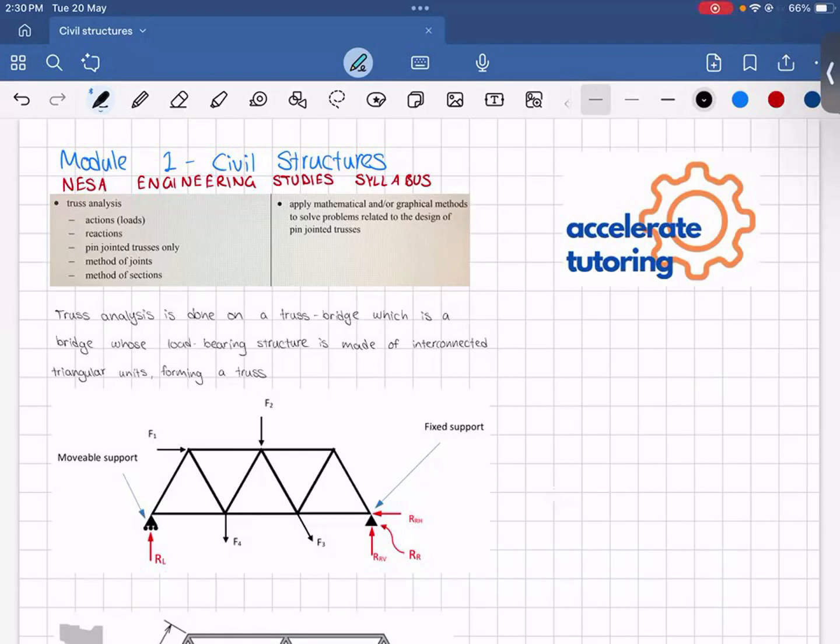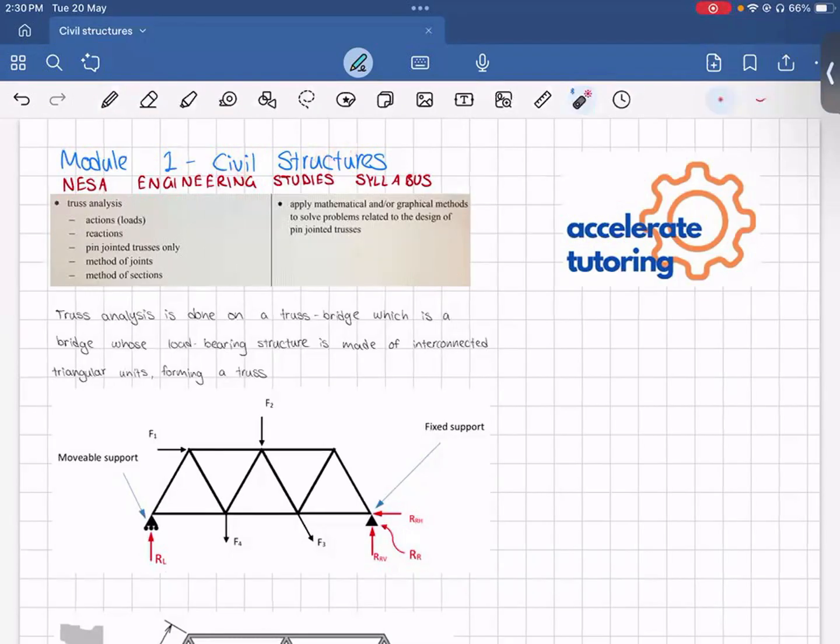In today's video we're going to be going through the first module of the Year 12 Engineering Studies topic, which is civil structures. In our previous videos we went through the first component, which is on the historical and societal influence, and today we're getting started on the mechanics of this topic, with the first topic being truss analysis.